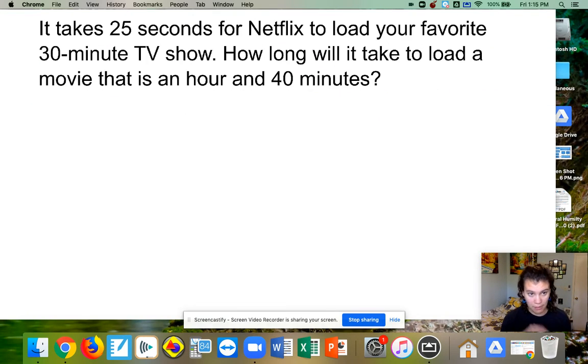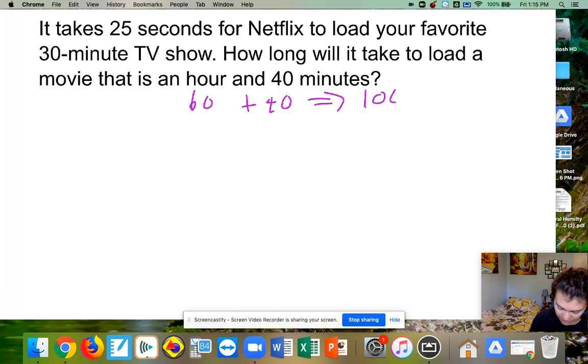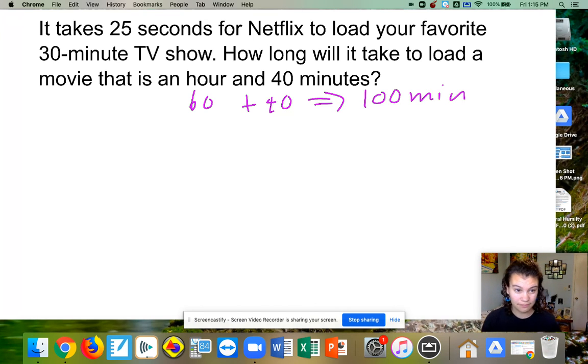So, word problem. It takes 25 seconds for Netflix to load your favorite 30-minute TV show. How long will it take to load a movie that's an hour and 40 minutes? We want everything to be in the same units first. An hour is the same as 60 minutes plus our 40 minutes. So we have a total of 100 minutes for this next one. But I'm going to make a proportion.